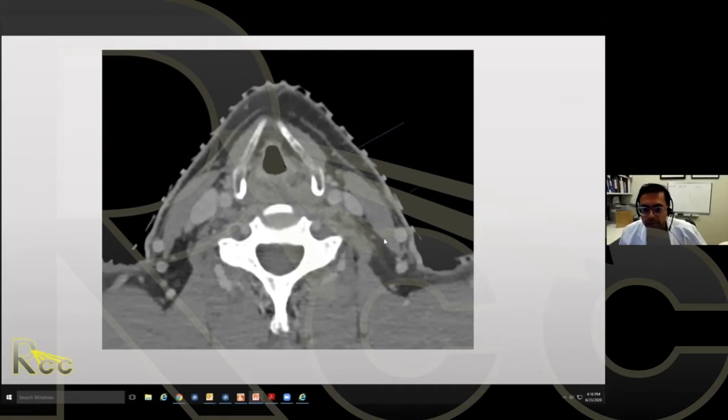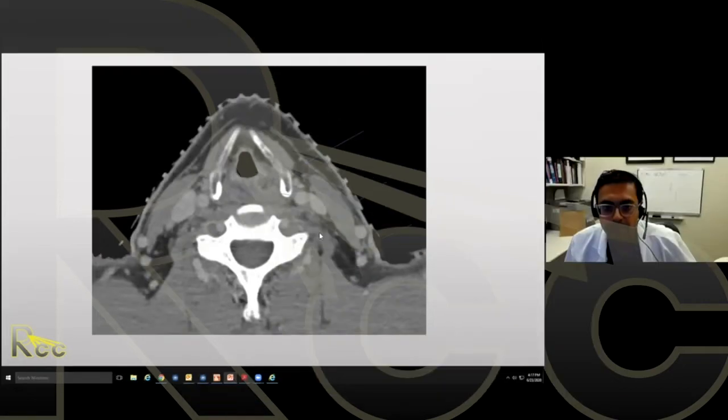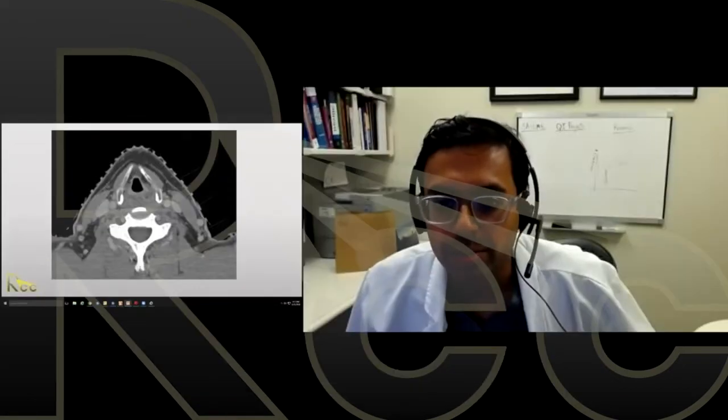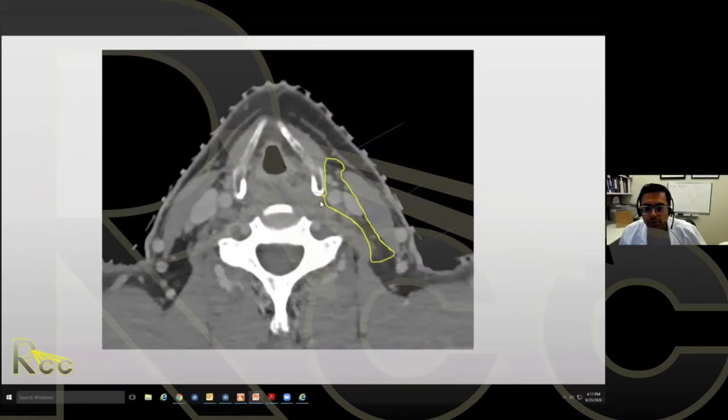This should be self-explanatory. The lateral border is the medial edge of the sternocleidomastoid muscle. Posteriorly, you have the posterior edge of the SCM. Now, here we have the common carotid and the medial edge right here. Here we have the scalenus muscle. So this is just a rough outline of what a level 3 would look like.